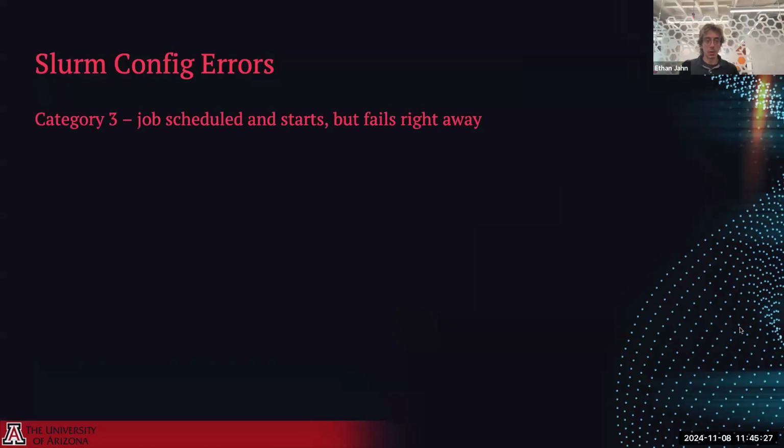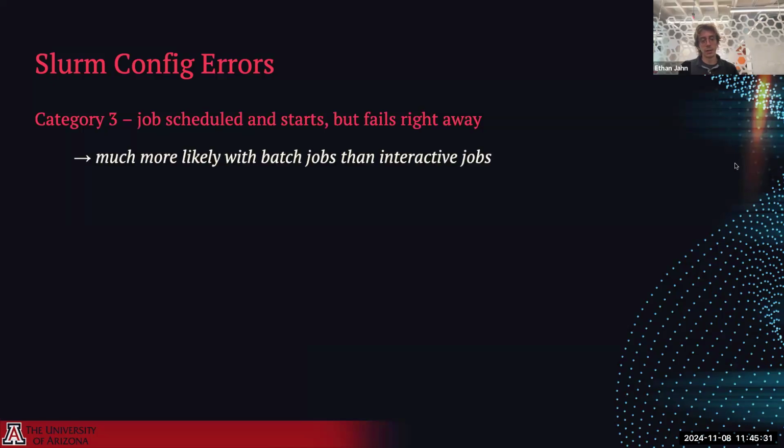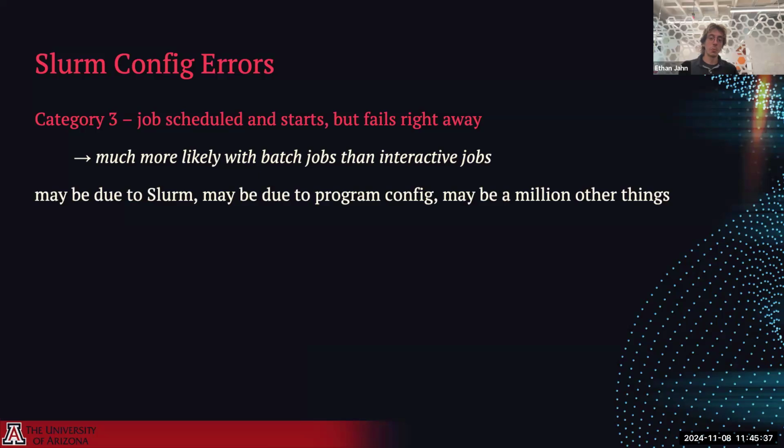And then for the last category, it says job scheduled and starts but fails right away. This is much more likely with batch jobs than with interactive jobs. There's a lot of different things that could cause this. It might be due to Slurm. It might be due to the way that the program is configured. It might be a million other things.